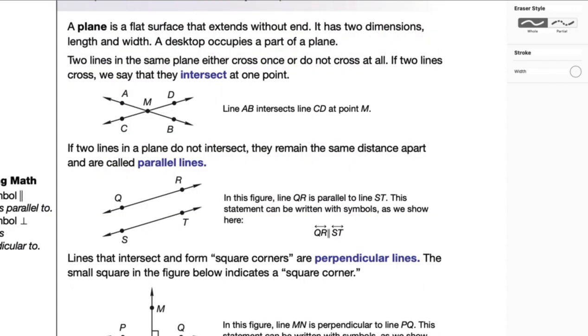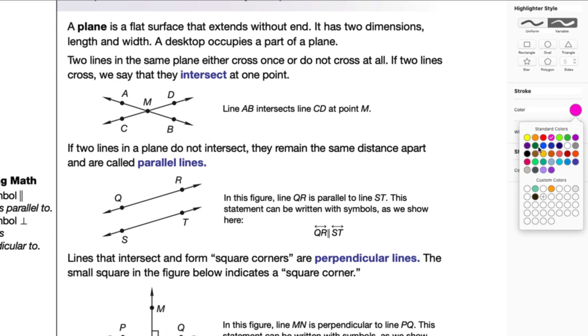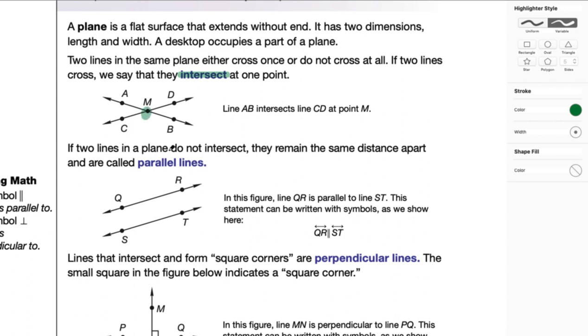Moving on, we've got some more vocabulary words that we need to keep in mind. One vocabulary word is intersect. To intersect is to connect at a particular point. These two lines intersect at M. So to intersect means to cross or to connect at a point.